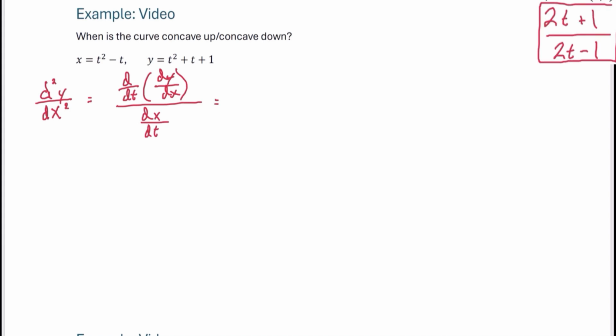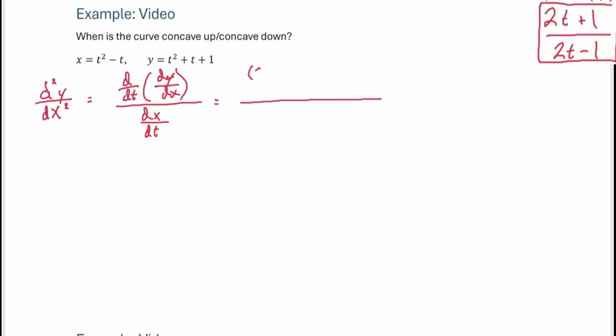That is d/dt of dy/dx, divided by dx/dt. So recall the first derivative from earlier. We want to take its derivative. To do that, we need the quotient rule.